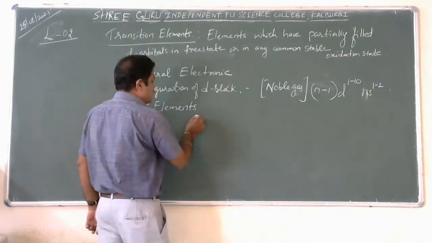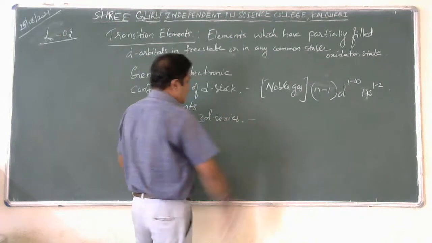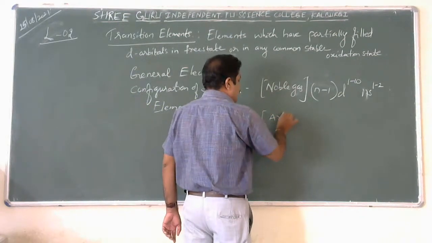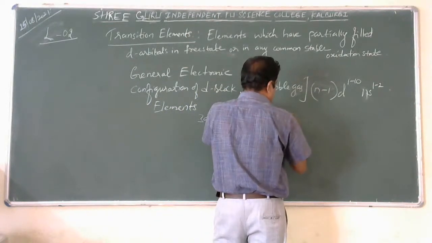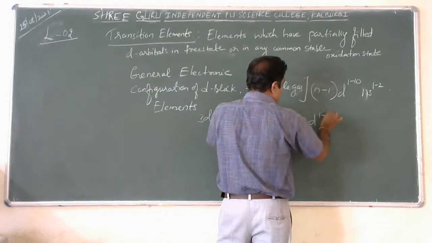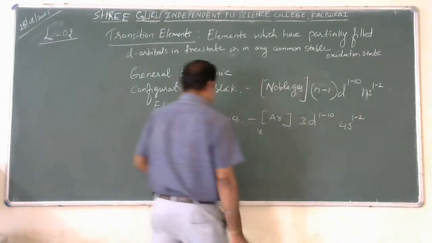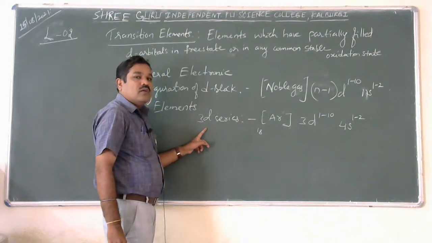Now come to the next, the 3d series. See, the general electronic configuration for the 3d series is very important for CET purpose. Generally, the noble gas for this is argon, 18. And which orbitals are filled here? 3d 1 to 10, and 4s 1 to 2 is the outer electronic configuration of 3d series elements, that is from scandium to zinc.